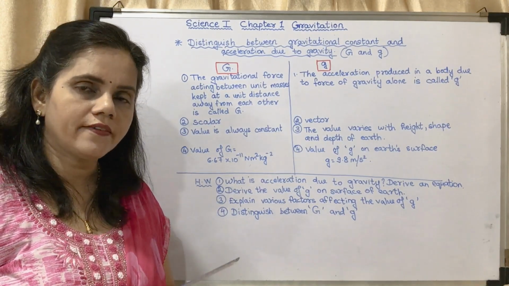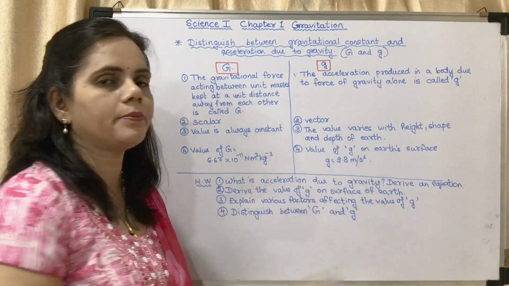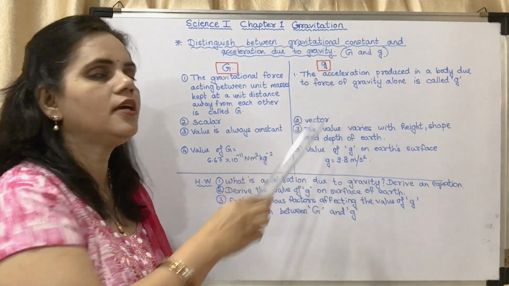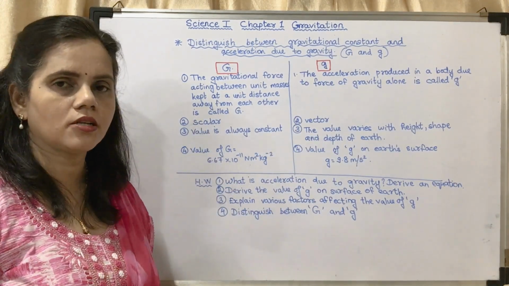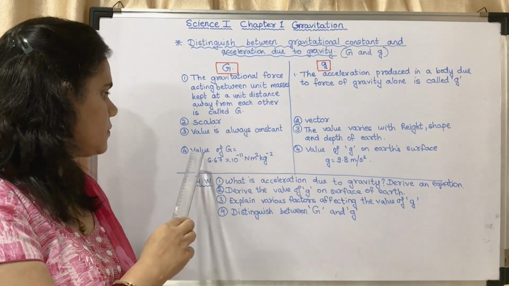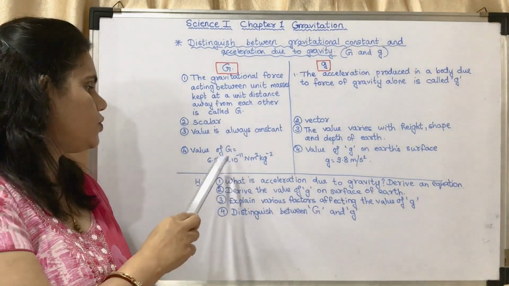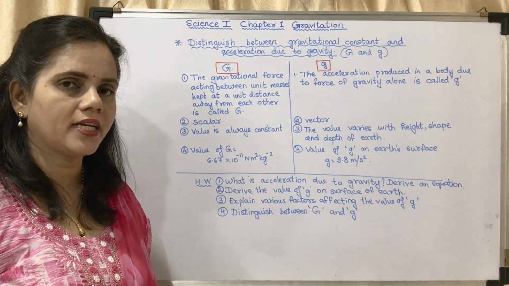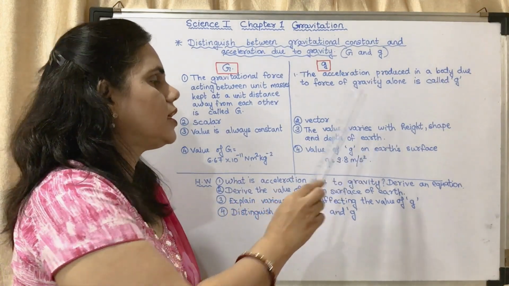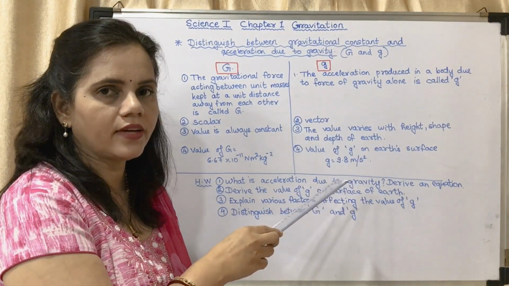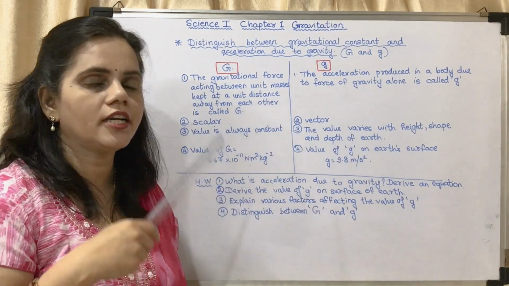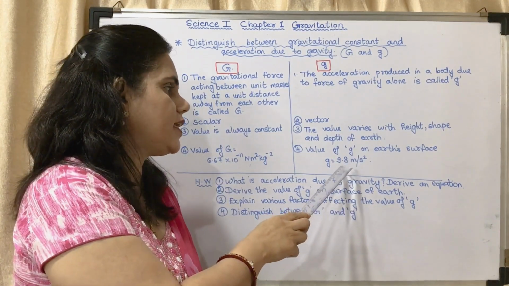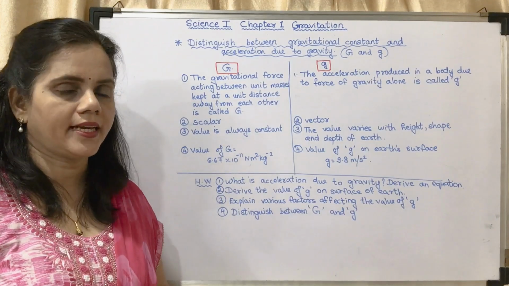Okay, what are the factors which affect it? It is the height, shape and depth of the earth. So according to the height, shape and depth of the earth, the value of small g varies, whereas the value of capital G is always constant. Now what is the value of G? The value of G is 6.67 into 10 raised to minus 11 Newton meter square kg raised to minus 2. And the value of small g on Earth's surface, this is an average value which is taken, even if it varies according to the surface of the Earth. The value 9.8 is an average value taken. It is taken as g equals 9.8 meter per second square.